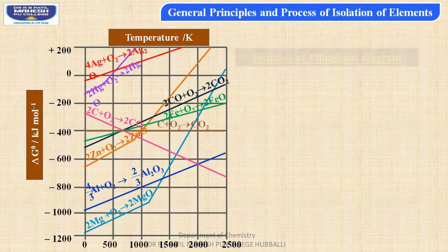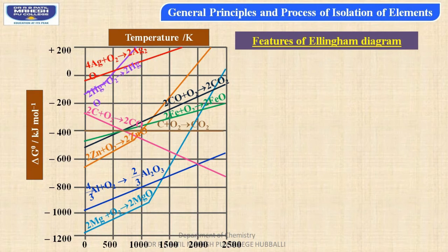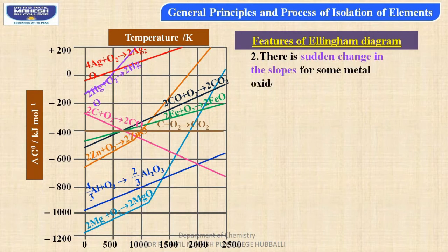With this, students, we can now study some of the features of the Ellingham diagram. The first point: the graph for the formation of a metal oxide is a straight line with an upward slope. Second point: there is a sudden change in the slope for some of the metallic oxides. For example, students, magnesium oxide, which you can observe, followed by zinc oxide. There is a sudden change in its slope, and the next one is mercuric oxide.